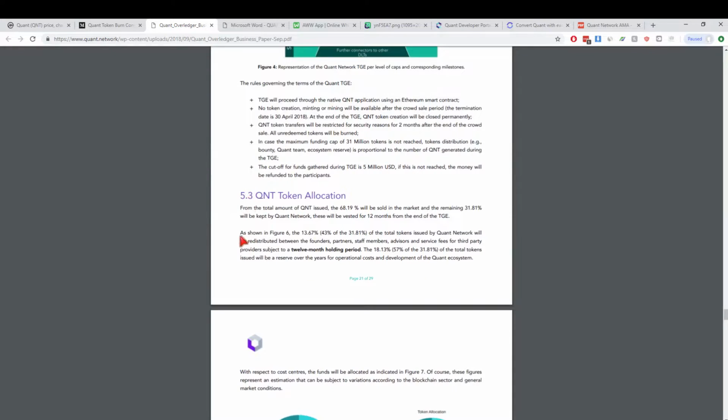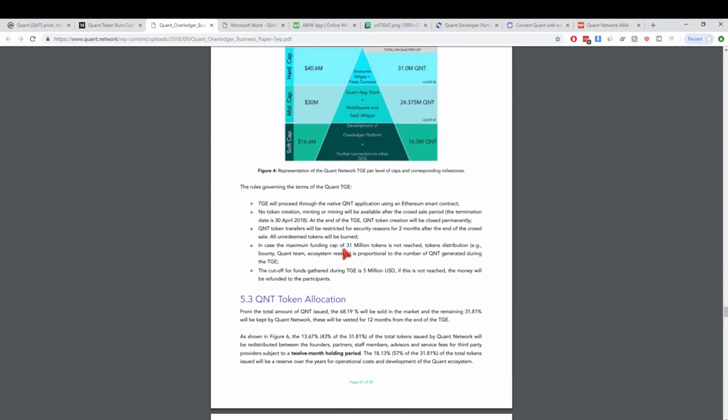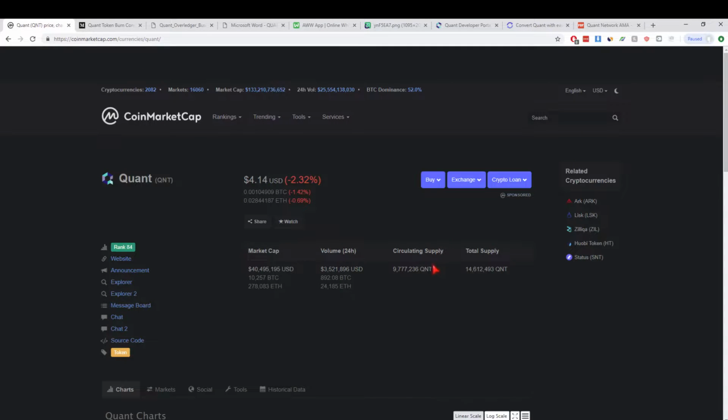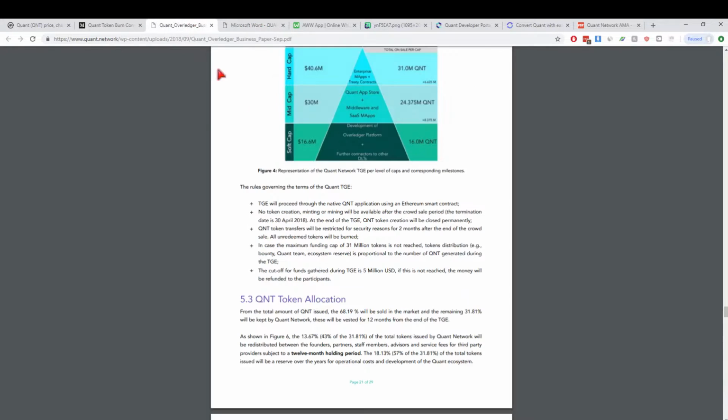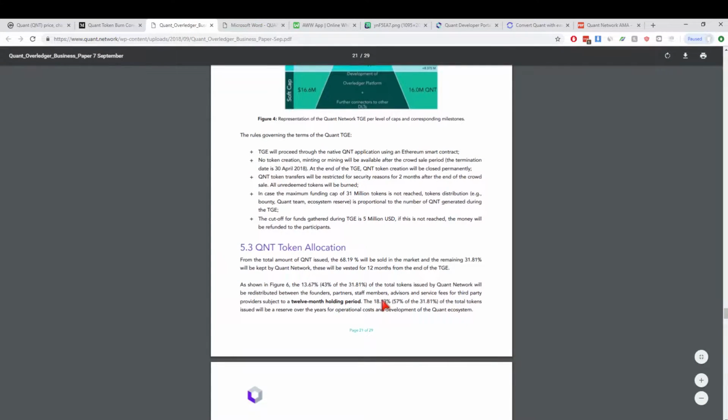It is important to note here, and I will mention it because people have been asking me lately, that if we go up to the team tokens, which is here, company 4.6 million, it's actually split into two sections. There is one section that is distributed between the founders, partners, staff members, advisors, and service fees, and they are subject to a 12-month holding period. However, over 50% of the company tokens are actually reserved for ecosystem and operational costs, and they've been unlocked since the token generation event.